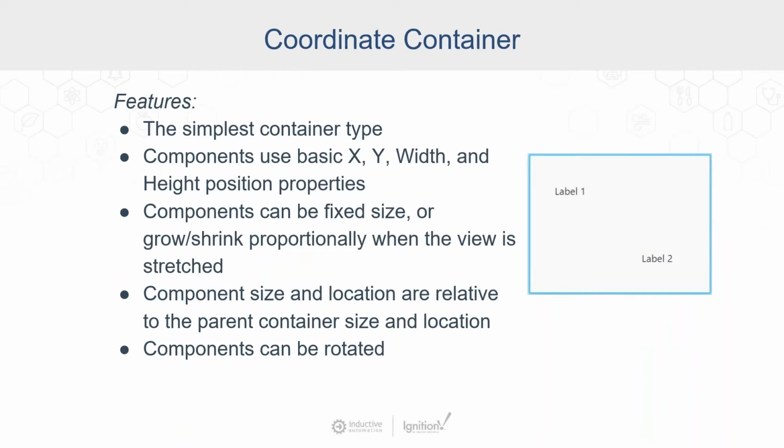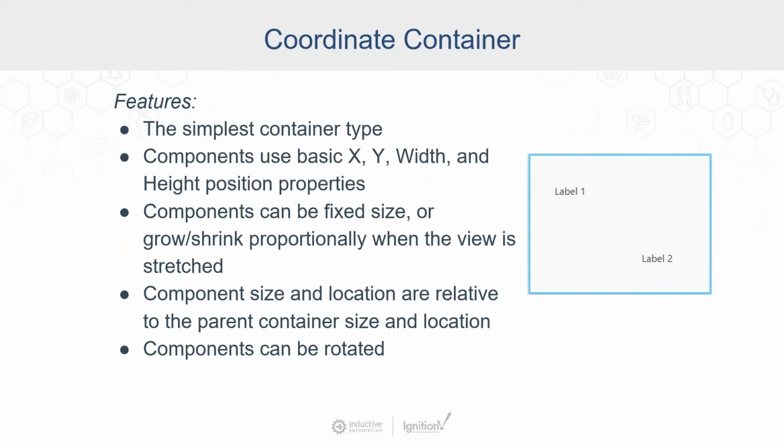That starts with the coordinate container, which is the simplest container type. With this, the components use basic X, Y, width, and height position properties. So we specify that in terms of pixels, where that component is going to be located within the screen and what size that component is going to have. Now, the size of those components can be fixed, or they can grow or shrink proportionally when the view gets stretched. The component size and location are relative to the parent container size and location.